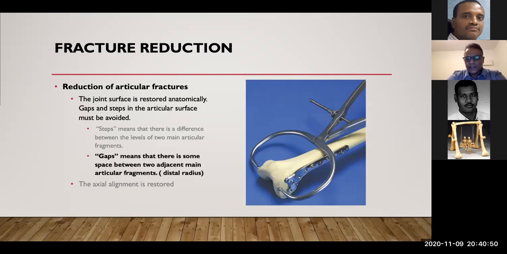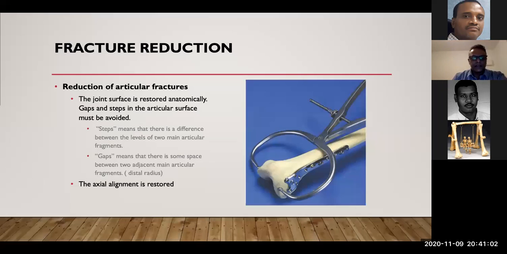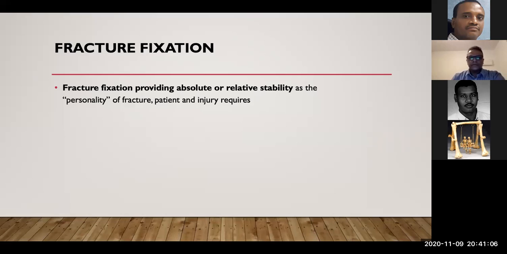However, in some types of fracture we can accept some defect or gaps, especially sometimes in the distal radius when there's a very comminuted fracture. And after that, we restore the axial alignment. So that's the first principle.